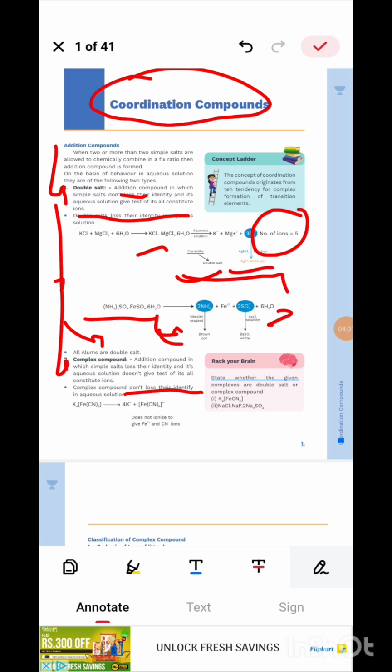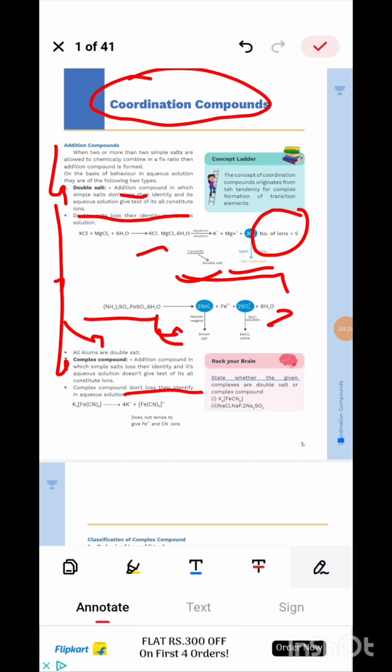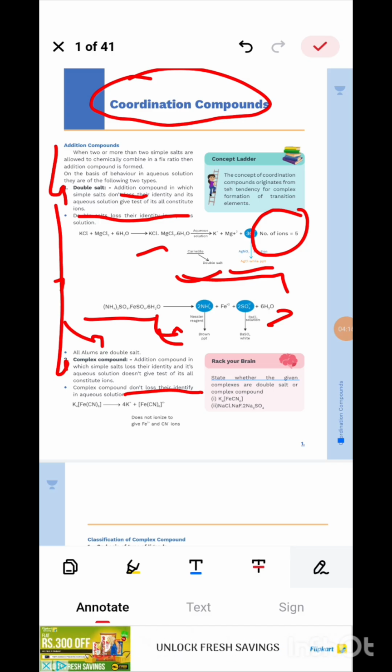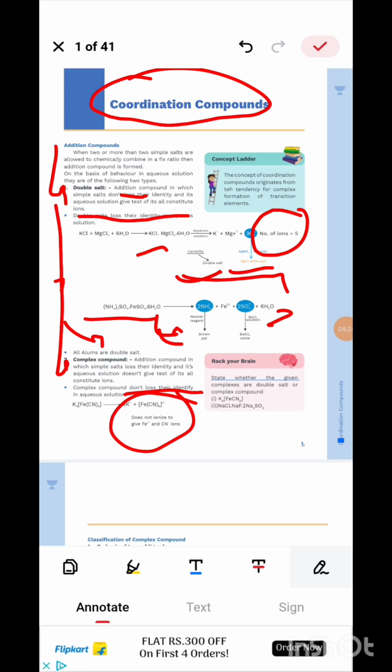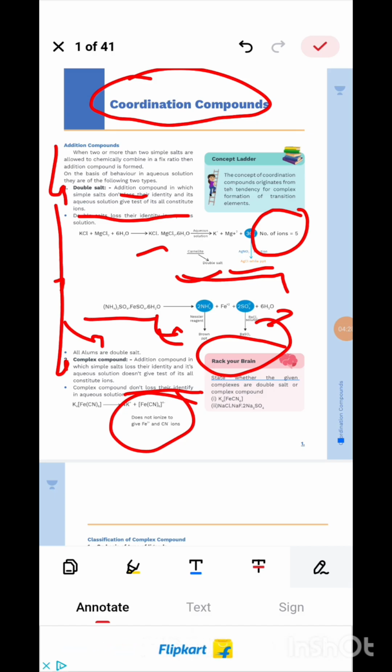Okay, so K4[Fe(CN)6], when dissolved in aqueous solution, breaks down into 4K plus and [Fe(CN)6] 4 minus. Because 4 potassium is there, 4 minus is mentioned. So [Fe(CN)6] 4 minus does not ionize to give Fe2 plus and CN minus ions. So in this you can check in your mind whether you understand the double salt and complex compound or not.